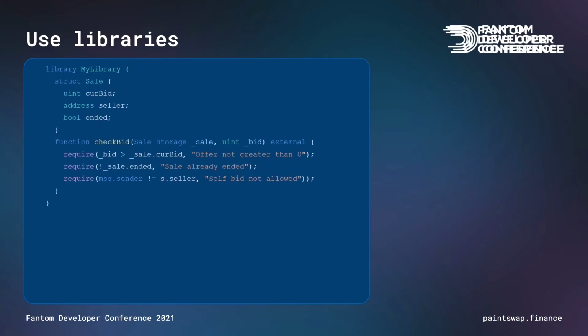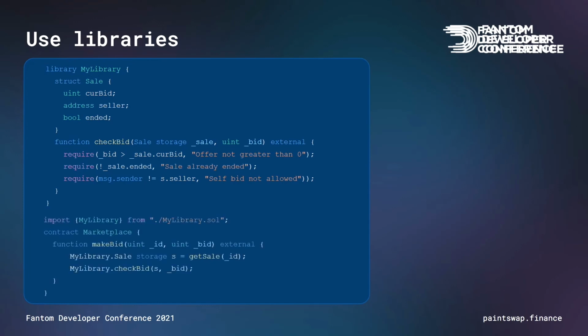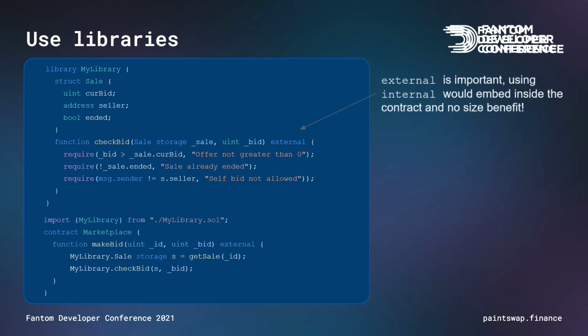So what we can do is move it into a library, and then import that library into the marketplace contract, and then makeBid will just call that function. One important thing to note is that the library function should be external, otherwise they are embedded in the contract and you don't actually gain any contract size benefits. And because libraries use delegate call, we can use things like msg.sender inside there, and it will still be the same as if makeBid had called it. So that's one of the benefits of using libraries.